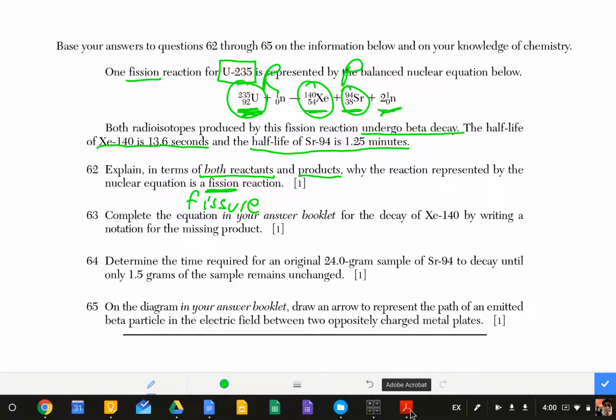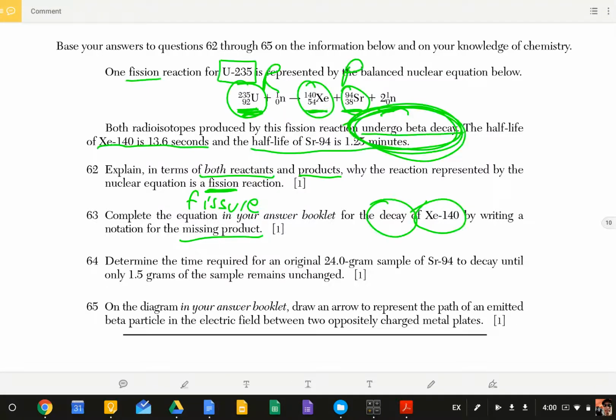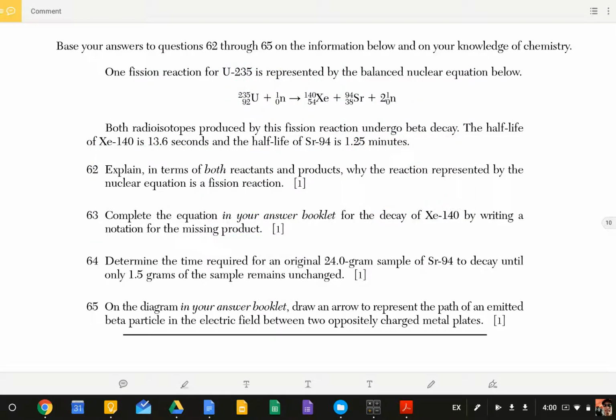Next, complete the equation in your answer booklet for the radioactive decay of xenon 140 by writing a notation for the missing product. Okay, I'll have to go to the answer booklet. Before I even look at the equation, I'm going to go back to the reading, and it says right here that xenon and strontium both undergo beta decay, so they both give off high energy electrons out of the nucleus. So I'm actually going to have to delete all this, exit, and go to the answer booklet for you.